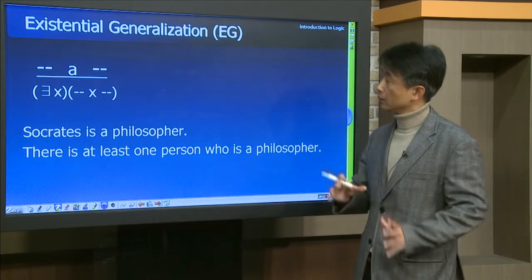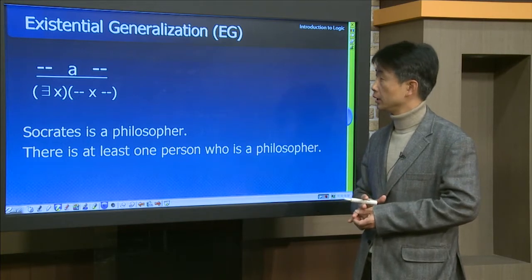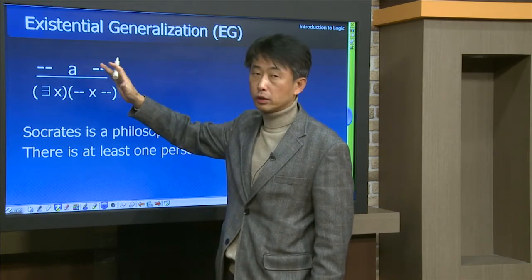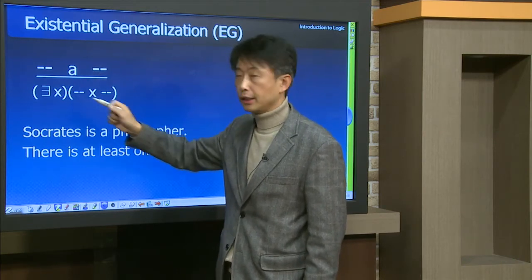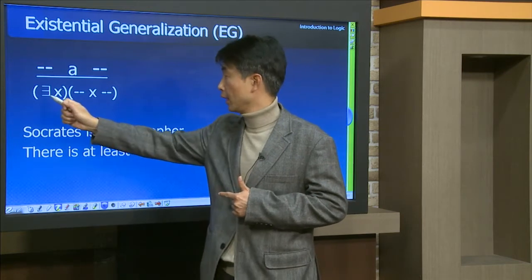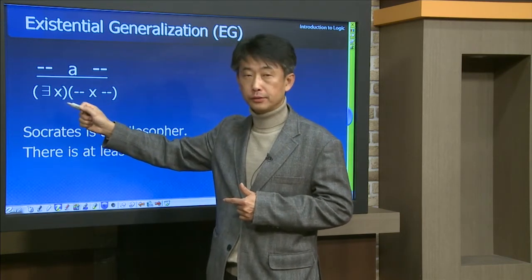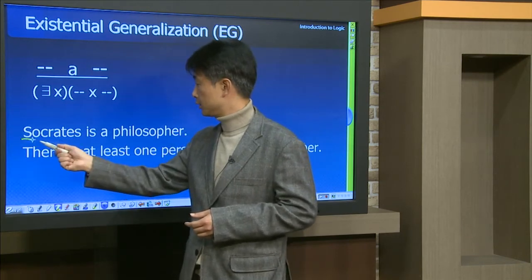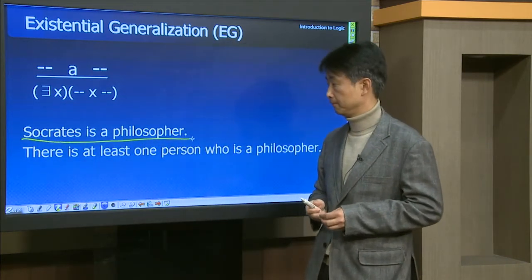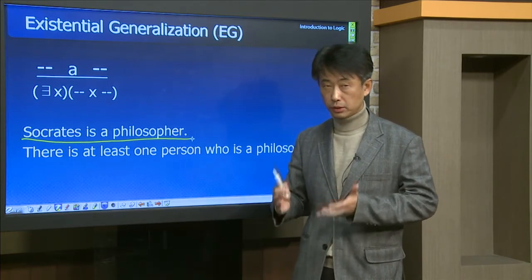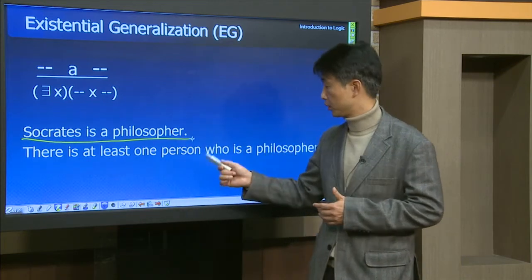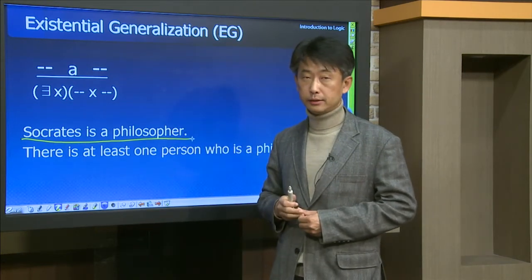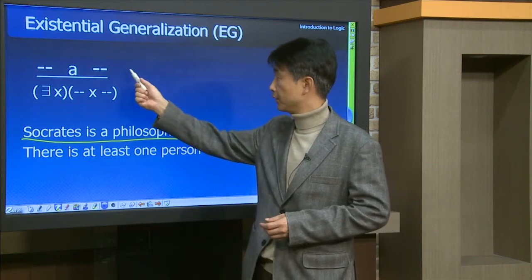The third rule is existential generalization, EG. You start with a sentence that has a particular name occurring in it, and from that you can derive an existential statement: there is at least one X such that X is such and such. For example, suppose you have this premise: Socrates is a philosopher. Then of course it follows that there is at least one person who is a philosopher, obviously. That's what EG says. We can infer this.